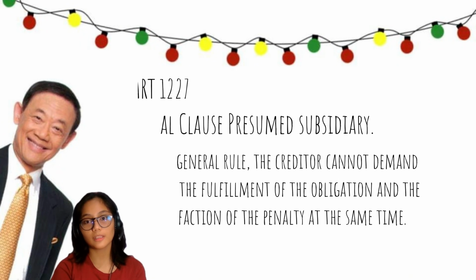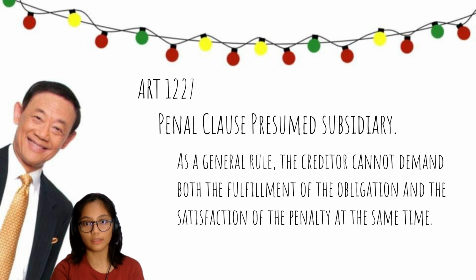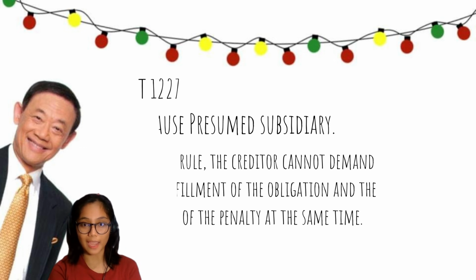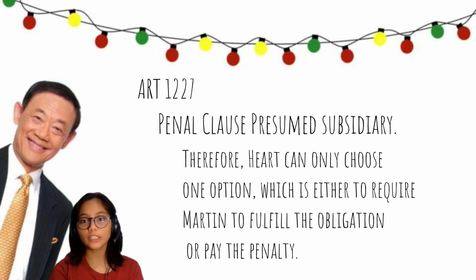No, Hart. Do not do that. Penal clause presumes subsidiary. As a general rule, the creditor cannot demand both the fulfillment of the obligation and the satisfaction of the penalty at the same time. Therefore, Hart can only choose one option, which is either to require Martin to fulfill the obligation or pay the penalty.